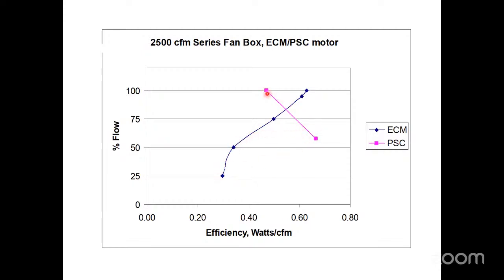Over here, PSC motor energy goes up. Not total energy, energy per CFM, watts per CFM. So it's costing me more to get every drop of air, if you will. It gets worse. In this case it goes from 0.5 up to 0.7, whereas the ECM goes down. So as long as you're not picking your fan powered VAV box at the absolute maximum range that it can possibly be turned up to, as long as you're picking it somewhere else, it's going to be an efficient choice for you.